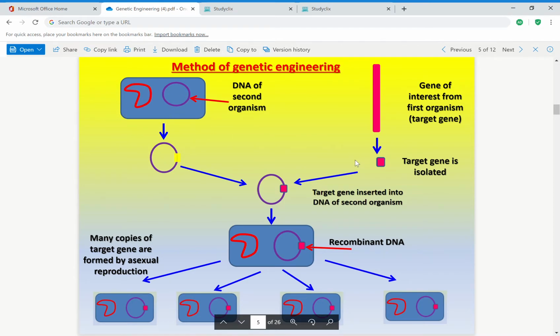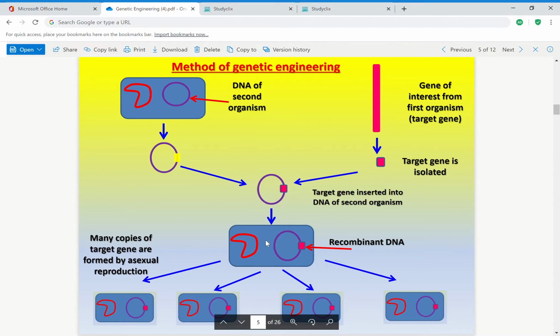What's possible to do is put that target gene into the DNA of the second organism, like the bacteria, and then you combine them together. So it's a combination of the bacteria's DNA and also the gene for insulin as an example. Then you put that DNA back into the bacteria, and it's called recombinant DNA at this stage. This is where the DNA has been recombined.